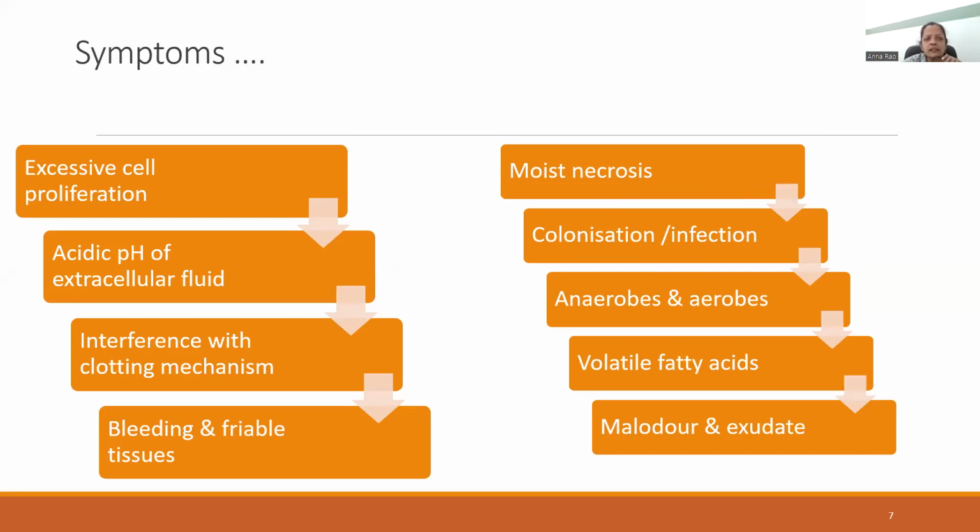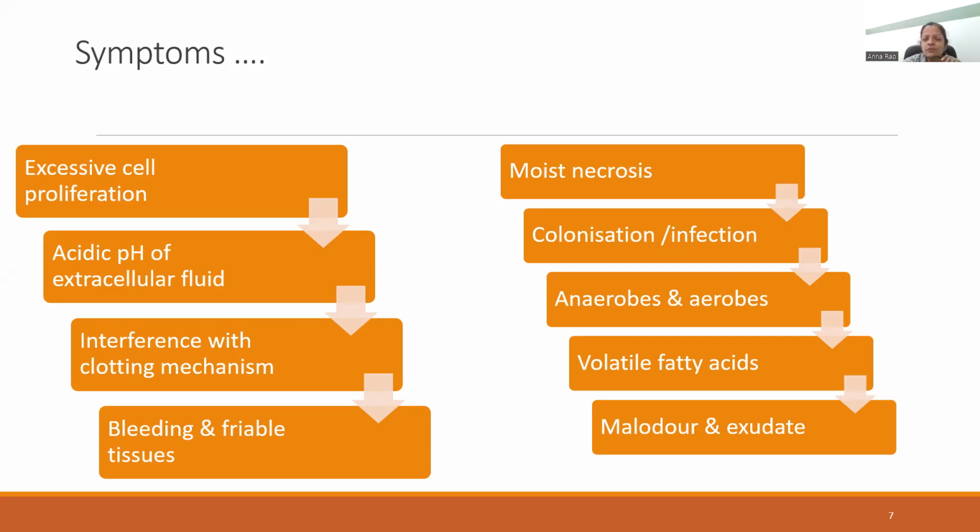Now, when there is excessive cell proliferation, the tissues will have acidic pH of the extracellular fluid. Okay, and that will cause interference with the clotting mechanism. Okay, and because of that, what will happen? The tissues will bleed. Okay, and the tissues will be very fragile to touch. So when we do dressing, when we are trying to remove dressing, or we try to clean the wound, at that time these vessels will bleed. So it can be minor bleed to major bleeds also.